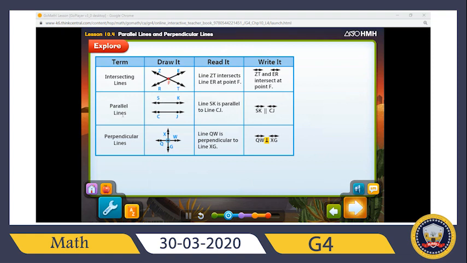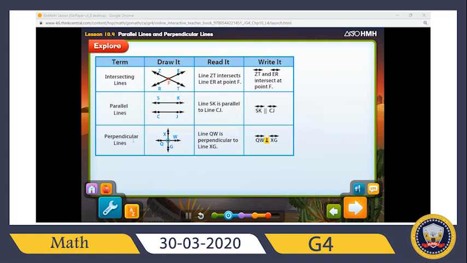What about parallel lines? Parallel lines always keep the distance the same. They never intersect. In this situation, we will say line SK is parallel to line CJ. How can I show it? First of all, these two marks represent that they are parallel. So if you see 2 lines or line segments, and you see this symbol between them, it means these 2 lines, or line segments, are parallel lines.